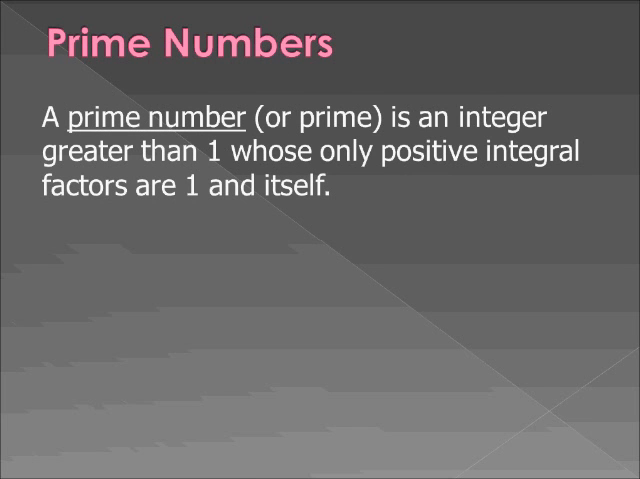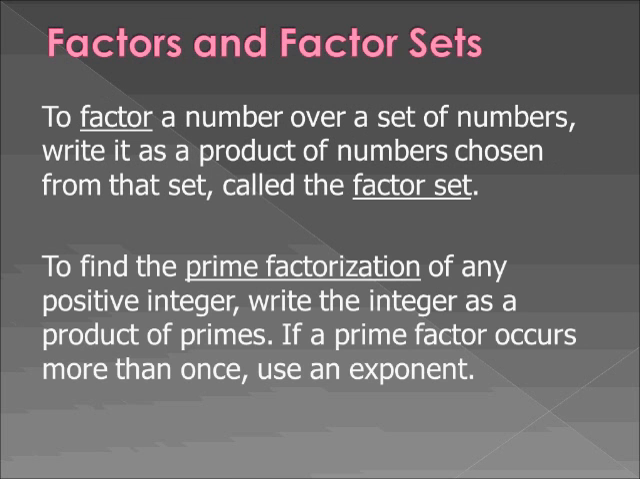So first we want to talk about prime numbers. A prime number is an integer greater than 1 whose only positive integral factors are 1 and itself. So 2 is a prime number because the only factors of 2 are 1 and 2. 3 is a prime number because the only factors are 1 and 3. 4 is not a prime number because along with 1 and 4, 2 is also a factor. So prime numbers are numbers that are only divisible by 1 and itself. And remember, it has to be greater than 1. So technically 1 is not a prime number.